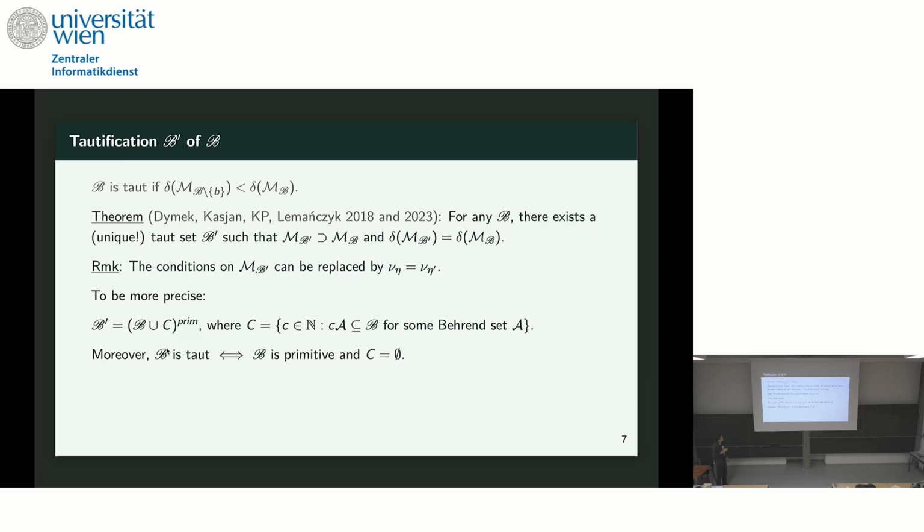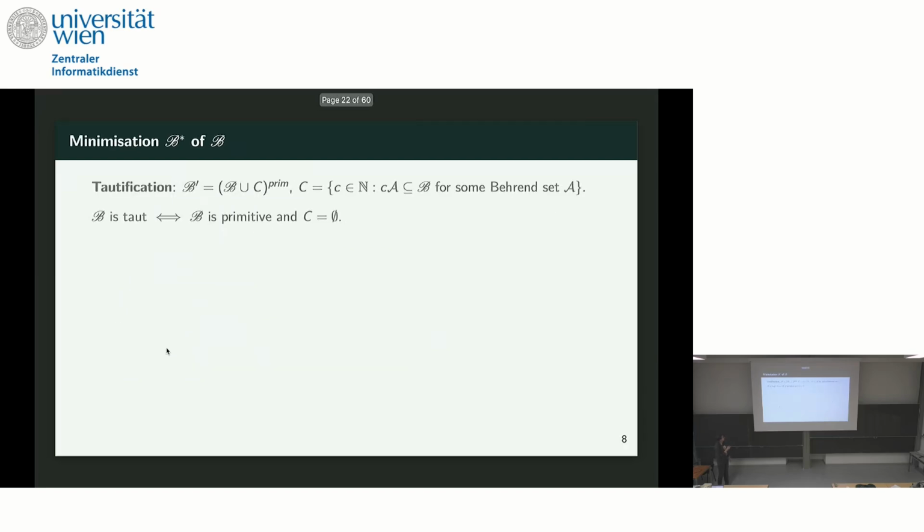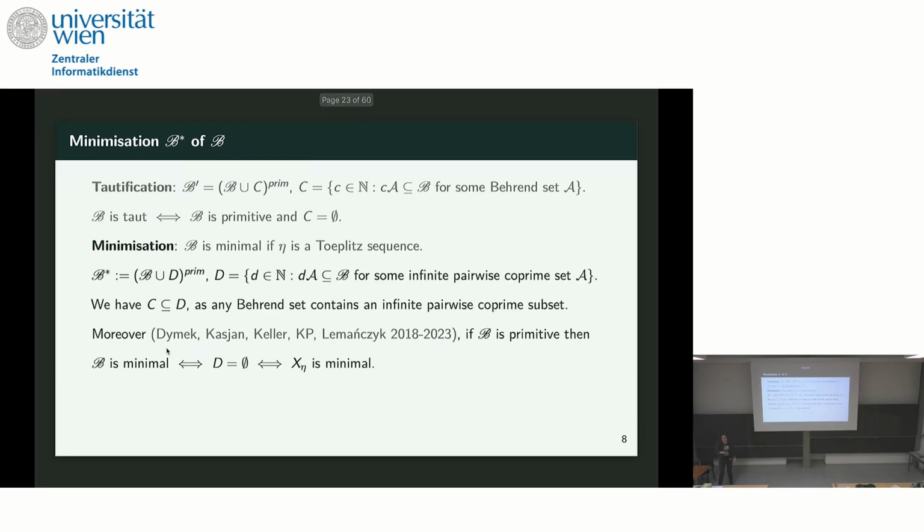And we have the following. B is taut if and only if B is primitive and there are no such scales. So that was already somewhere between the lines on the previous slides. Okay, so this was already there. There is something similar, which is just as important. You will see in a second why this B prime and this B star, which I will define now, are important. So B is called minimal if eta is a Toeplitz sequence. So that was this inclusion of arithmetic progressions either in MB or FB.